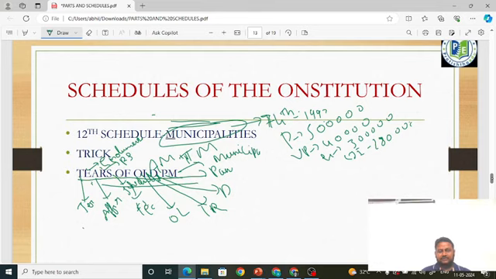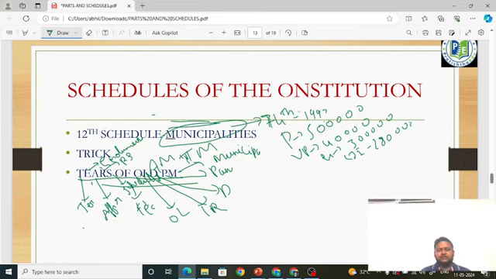Part 17 to 22, what is the mnemonic? Elephant met ant. Something is there, no? Elephant met ant and trampled it suddenly. Okay, one elephant met ant. That is, one elephant met ant and trampled it suddenly. When it comes to schedules, it is tiers of old PM. Okay, friends, I hope it is clear.